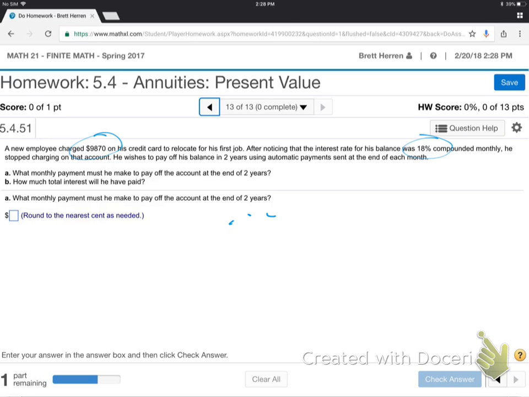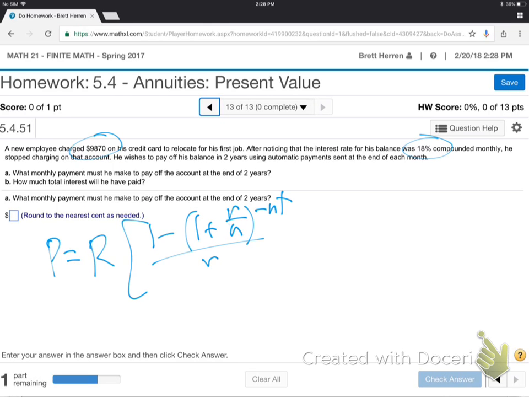Same formula. I better get to the next section, so I'm going to move on if that's okay with you. It's the same formula. It's just P equals R times 1 minus 1 plus R over N, to the minus NT, over R over N. Same exact formula. How would you recognize that? Because that's the pile now, isn't it? Present value. Present value, pile now.